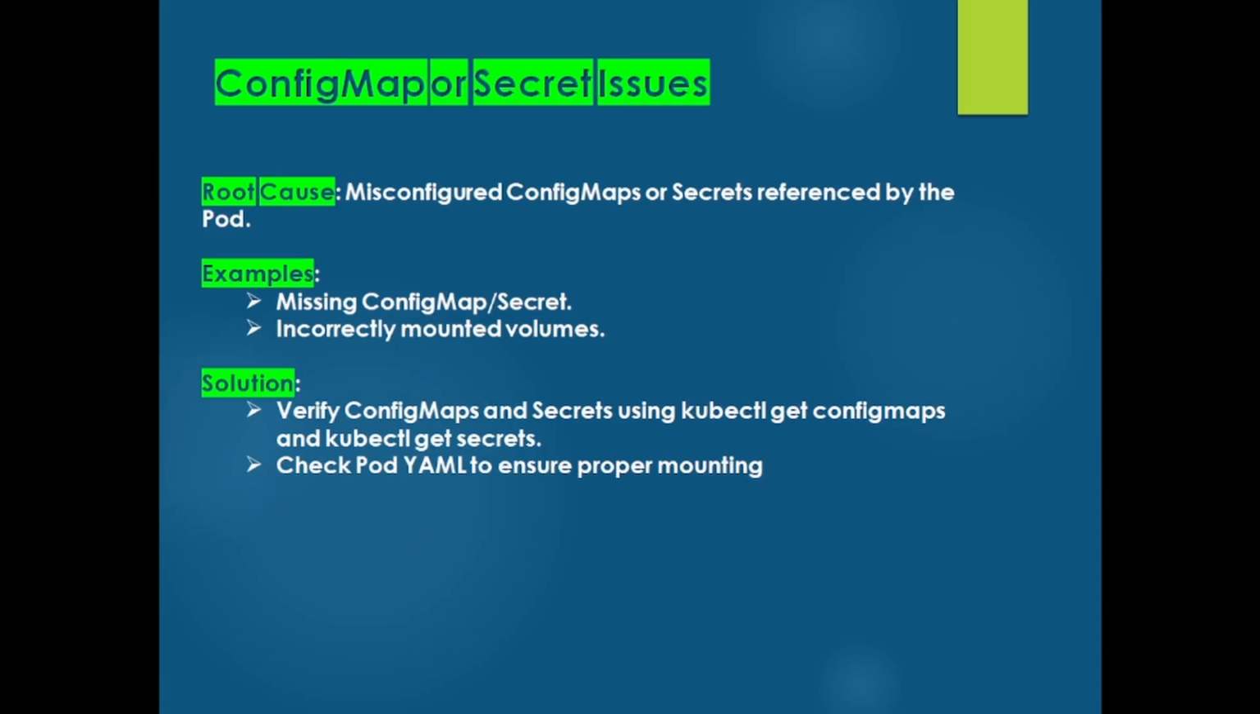Now let's talk about config map or secret issue. The root cause of config map and secret issues is a misconfigured config map or secret referenced by the pod. For example, you are missing the config map or secret in a pod, or you incorrectly mounted volumes. The solution: you can verify the config map and secret using kubectl get configmap and kubectl get secrets. Also, you can check the pod YAML for proper mounting.